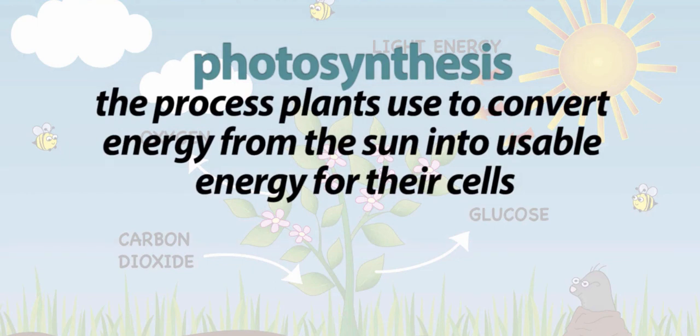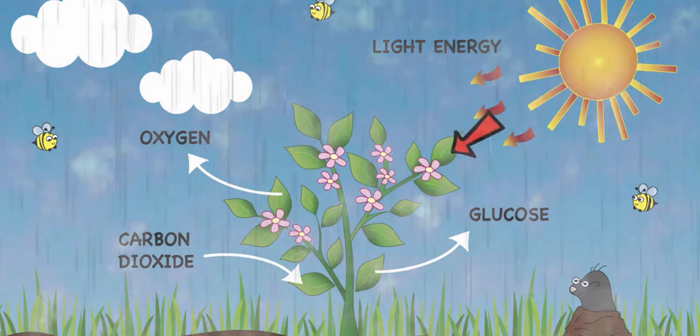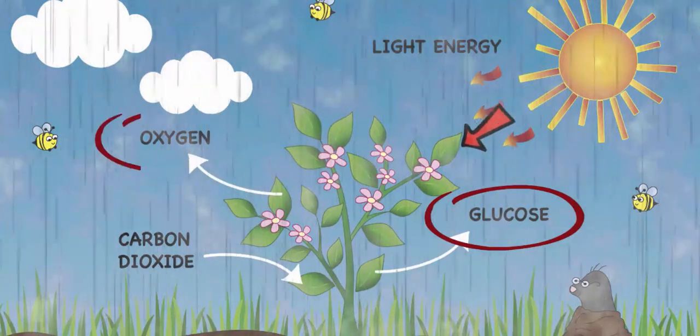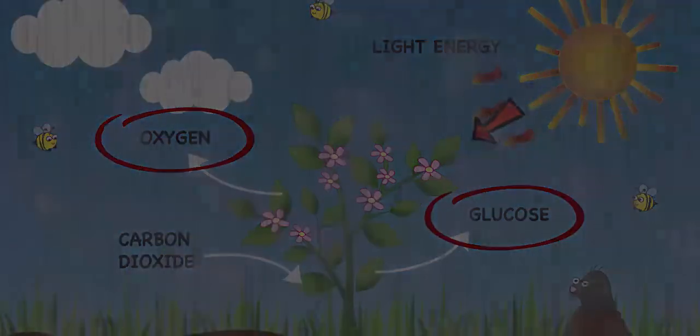Photosynthesis, as I discussed earlier, is the process plants use to convert energy from the sun into usable energy for their cells. Plants use the light energy from the sun, carbon dioxide, and water to make glucose, a sugar, and oxygen. The energy of the sun is captured and stored in the bonds between atoms in the glucose molecules.